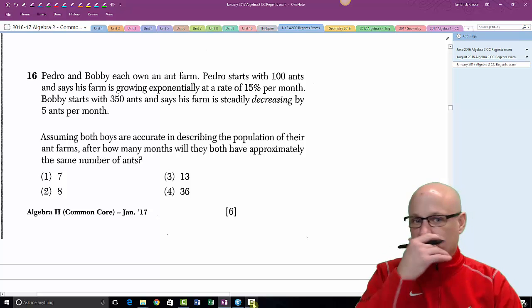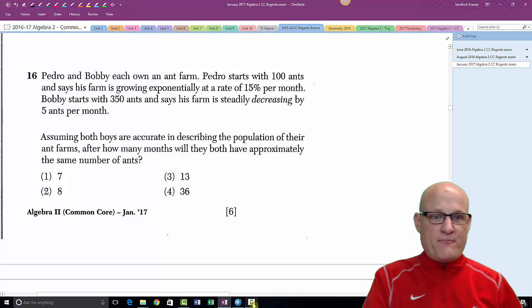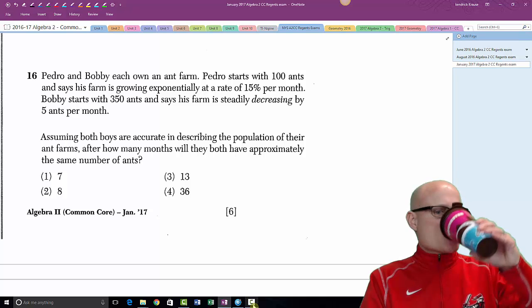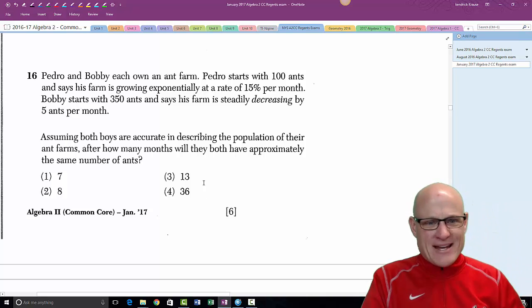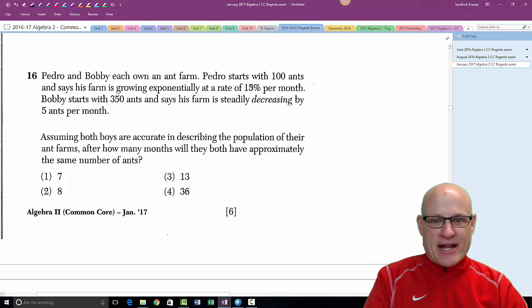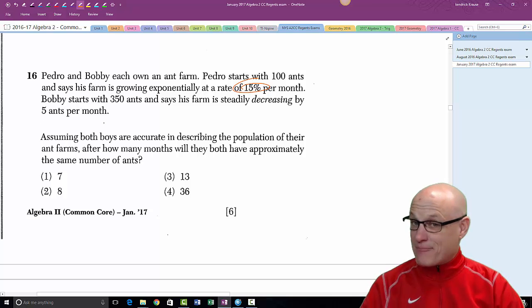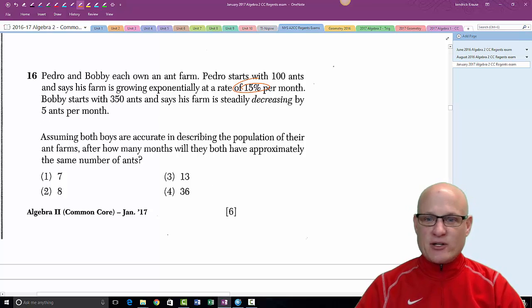Pedro and Bobby each set up their own ant farm. Pedro starts with 100 ants, and he says his ant farm is growing exponentially at a rate of 15% per month. Bobby starts with 350 ants and is steadily decreasing by 5 ants. Not 5%, 5 ants. So let's see if we can write these equations.